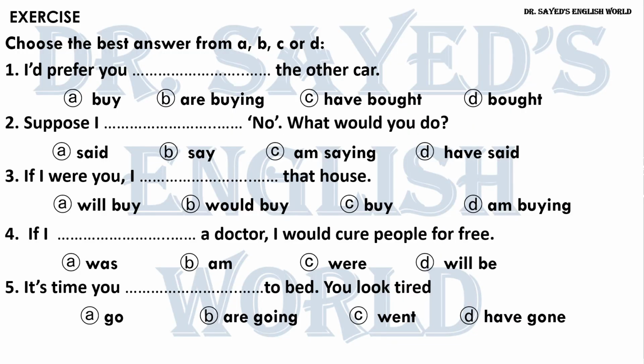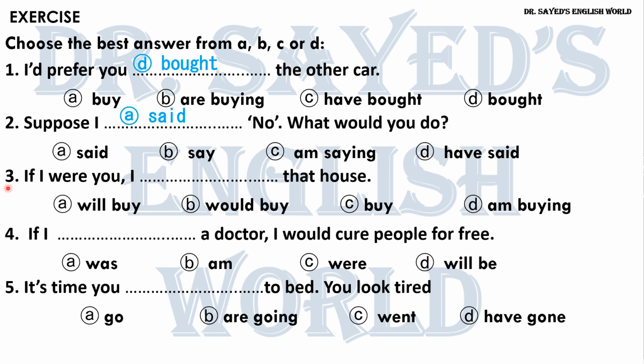Okay, let's answer this exercise. Choose the best answer from A, B, C, or D. Number 1. I'd prefer you the other car. I'd prefer you buy, are buying, have bought, bought. And of course the answer is D, bought. Number 2. Suppose I, what will you do? Suppose I said, say, am saying, have said. And of course the answer is suppose I said.